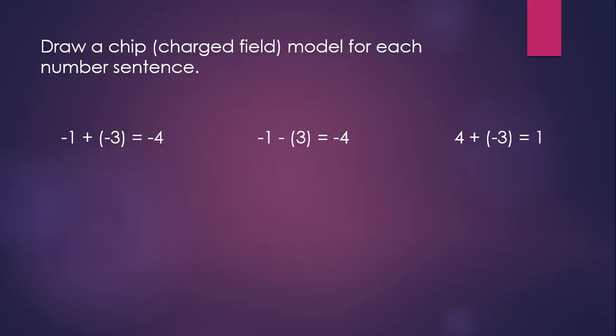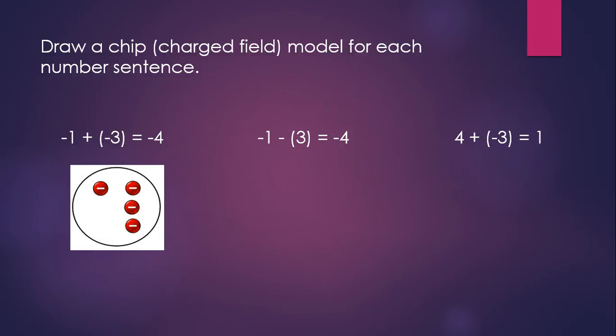Draw a chip model or a charged field model for each of these number sentences. So -1 plus -3 is an addition problem. We're going to add 1 negative chip and 3 negative chips to the field, which will give us 4 negative chips. So our sum is -4.